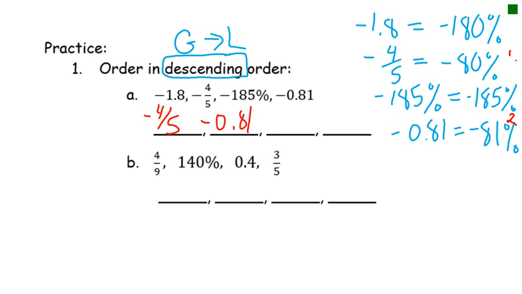0.81. Then I would reach negative 180%. That would be my third one. Its original form is negative 1.8. And the most negative number, meaning the least in value, is the negative 185%, and that was in its original form.